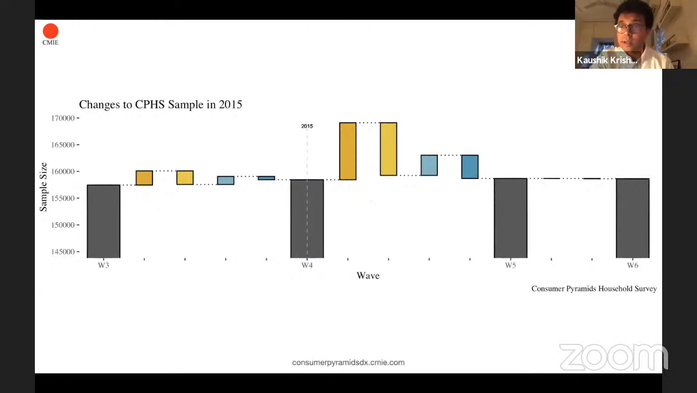There's a similar story. So the 2015 line is along wave 4, but there's also a small change between wave 3, which was the last wave of 2014, and wave 4, which is the first wave of 2015. In particular, we did a huge revamp of the urban sample in 2014 that spilled over into the first wave of 2015. One was when we did the reconfiguration that we needed to do in Gujarat and Kerala. It was done to a lesser extent in other parts of the country, and it caused us to deviate from the target sample size that we wanted for most towns.